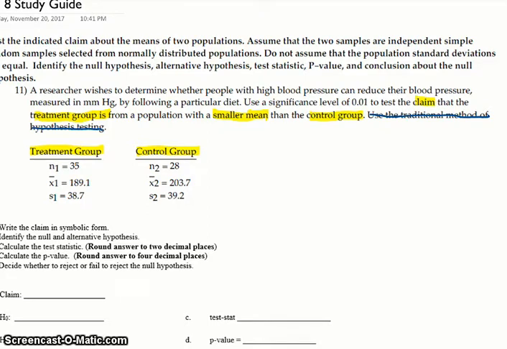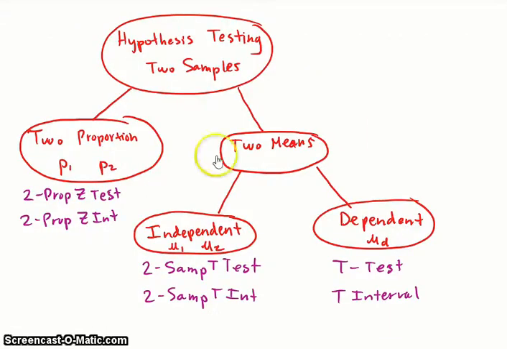It's independent because we have a treatment group versus a control group. And there's no relationship between people in both groups, not that we know of, right? It's not like they're husband and wives or they're twins or anything like that. So the data are not matched. All right, so in that case, we're dealing with two means independent. So let's go back to our little diagram.